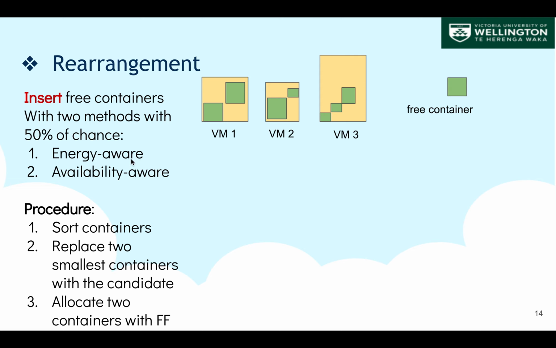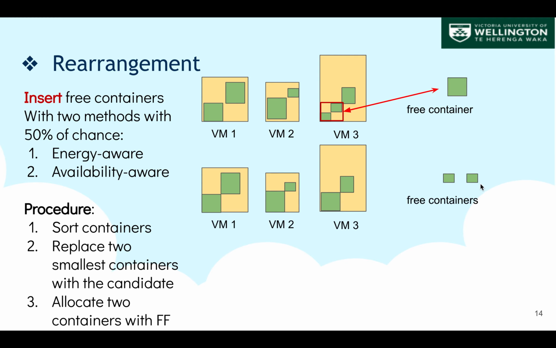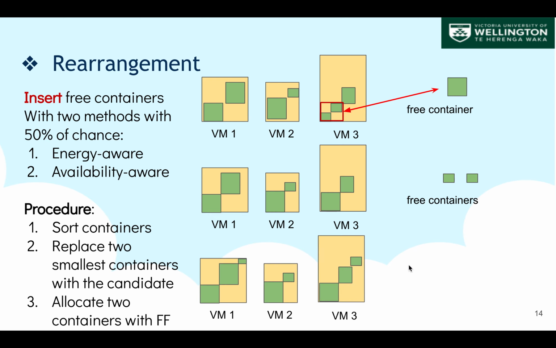For the energy-aware method, like the example shown here, we first sort the containers inside the virtual machines, and then we try to replace the free containers with the two smallest containers inside the virtual machine. After that, we get two smaller free containers, and then we allocate them with first fit and insert them back into the virtual machines. The logic behind that is that smaller containers are easier to allocate.